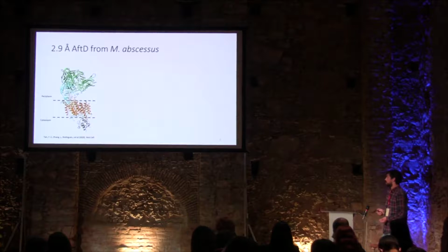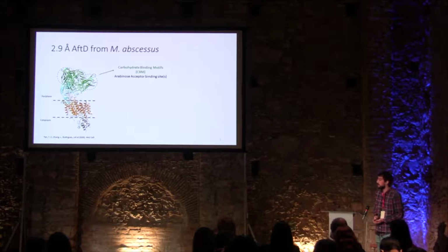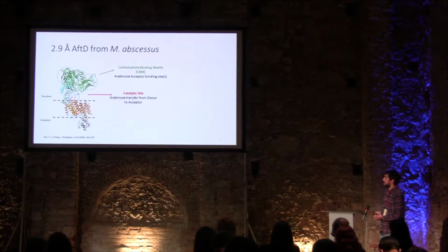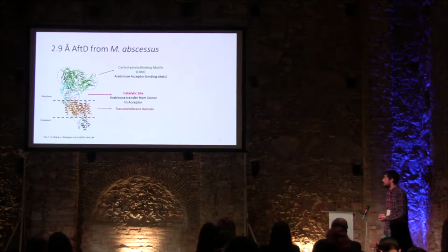So the overall architecture is like this. On the periplasmic side, we have carbohydrate binding motifs to bind to the arabinose chain. On the interface between the periplasmic domain and the transmembrane domain sits the catalytic site. We have the several transmembrane helices. This domain is important because the donor of arabinose is lipidic, so it comes from the transmembrane domain.